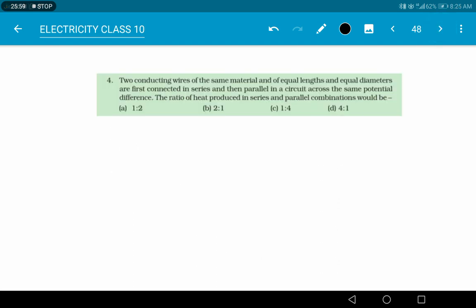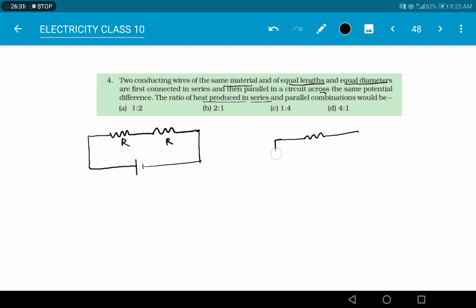And next one, two conducting wires of the same material and of equal lengths and equal diameters are first connected in series and then in parallel in a circuit across the same potential difference. Find the ratio of heat developed in series and parallel combination. So two conducting wires of equal resistance, they are connected in series. In the next case, they are connected in parallel.